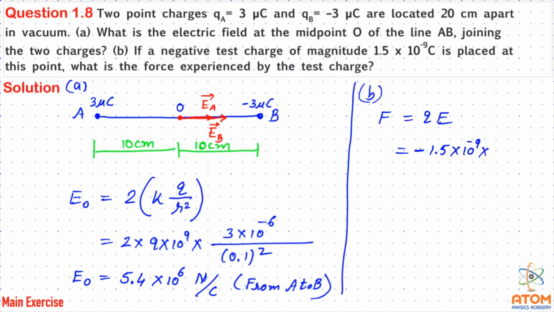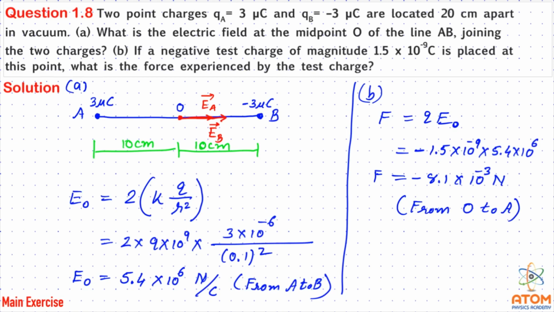And the electric field, more specifically, this is the electric field EO. And so the electric field is 5.4 into 10 raised to plus 6. Solving this, we will get minus 8.1 into 10 raised to minus 3 Newton. This is the amount of force, and here it is minus, so we can understand the direction will be from O to A.